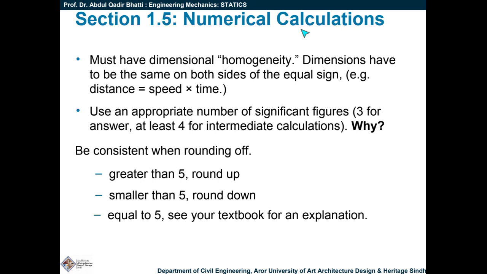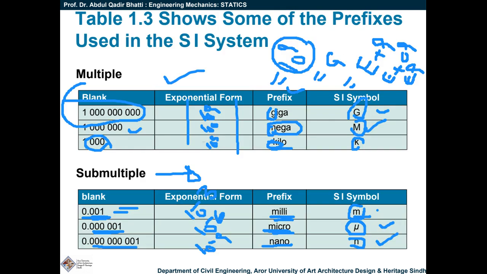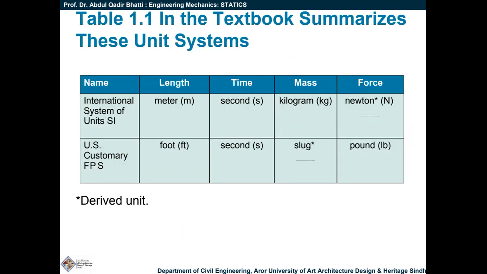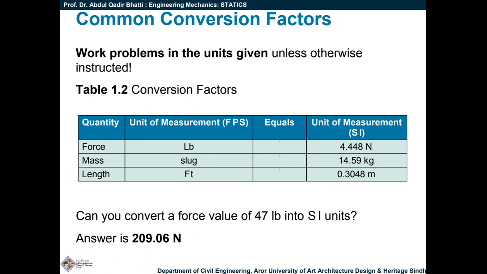These are Table 1.1, 1.2, 1.3. This is 1.1, right? You will find the detail in the book. 1.2, okay, and this is 1.3, okay.